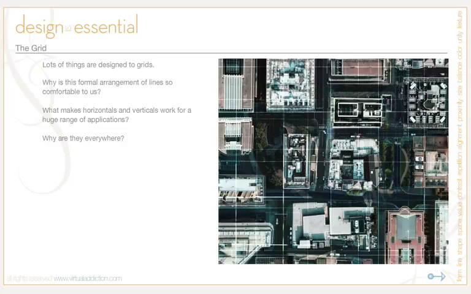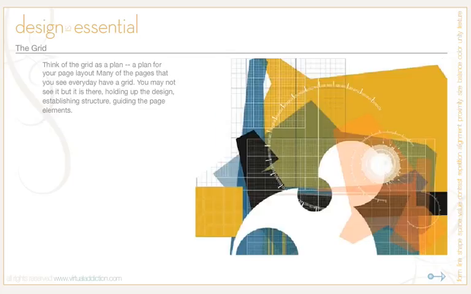Many of the pages that you see every day have a grid. You may not see it, but it is there. It's holding up the design, establishing structure, guiding the page elements. A grid is basically a set of guidelines. It's visible in the design process and invisible to the end user or audience. It's used for aligning and repeating elements on a page.